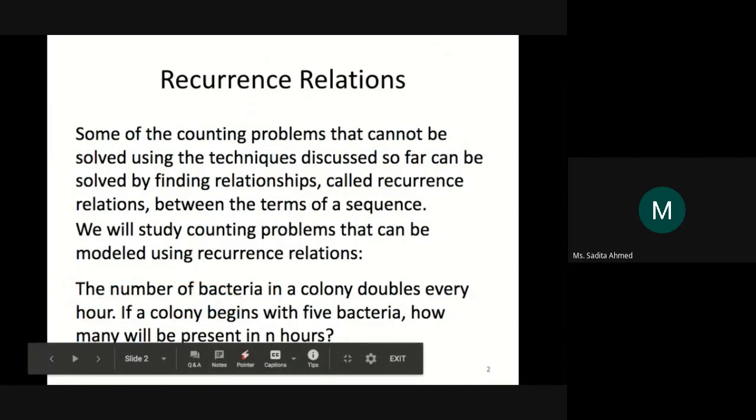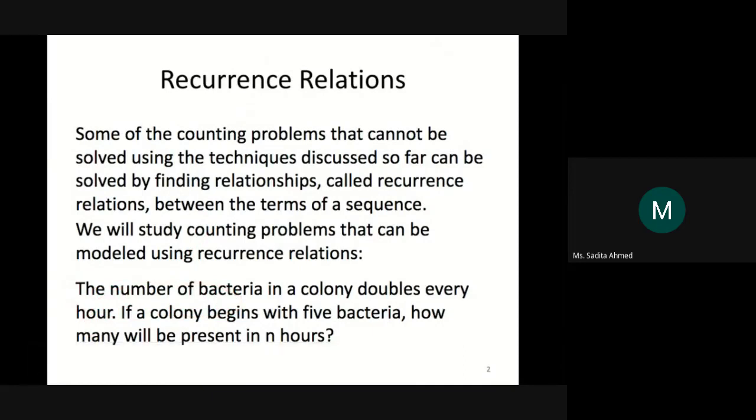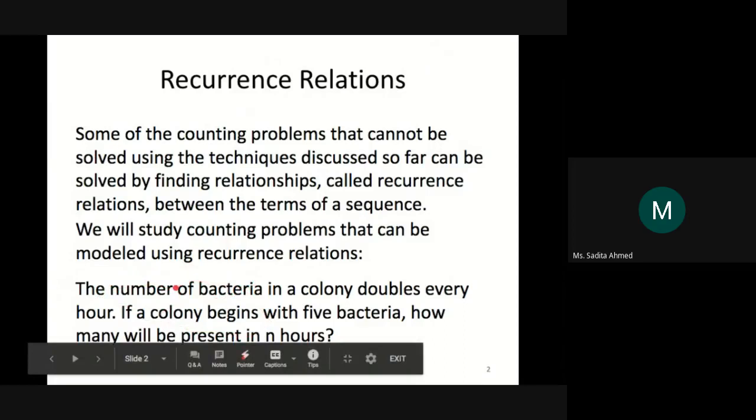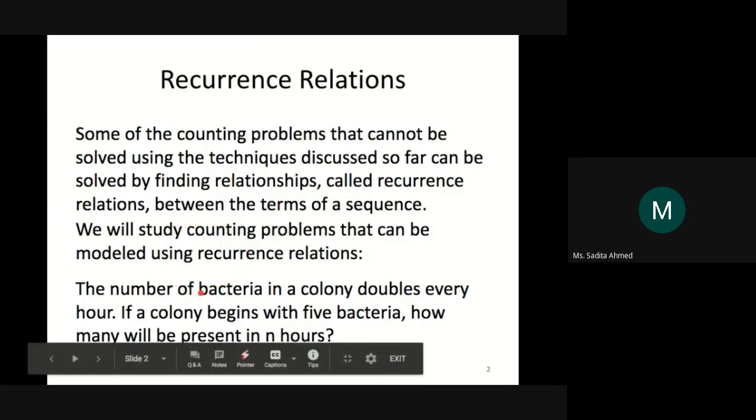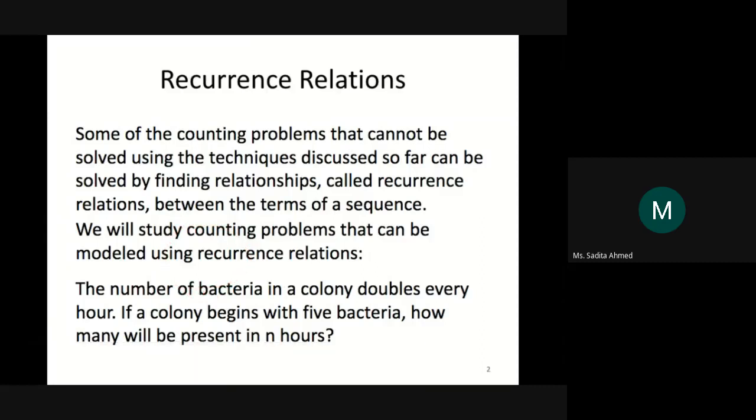Now, you guys try this out, because I believe such a simple problem you should be able to solve on your own. First, let's discuss it. We are asked to count the total number of bacteria in a colony at the end of n hours, such that the number of bacteria in the colony doubles every hour. We have a colony of bacteria where the total number doubles every hour, right? If the colony starts with 5 bacteria, how many bacteria will be there at the end of n hours?